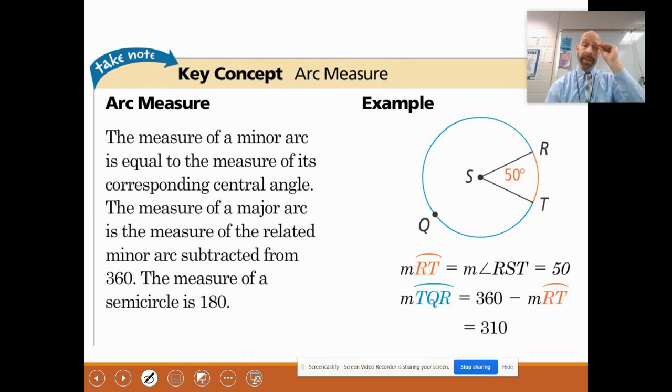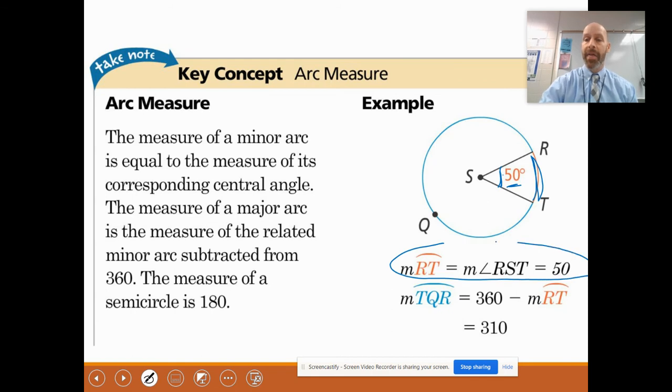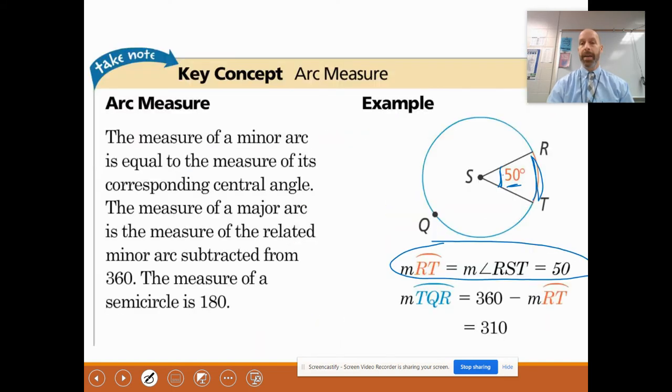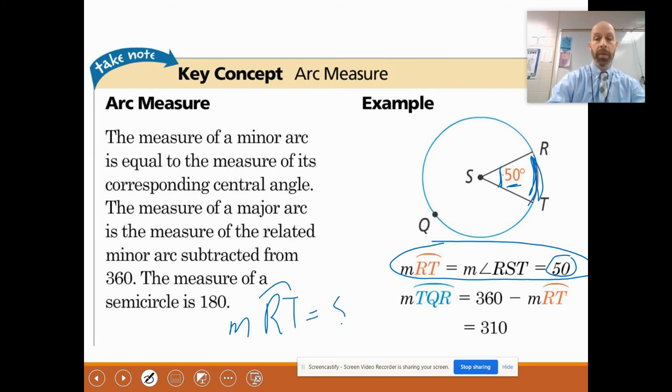Okay, so I've already kind of mentioned this, but I maybe should not have. This arc right here, we measure it. One of the ways we measure it is by its central angle here. So this central angle is 50 degrees. So we would say that the measure of that arc, that minor arc, is 50. That's why earlier when I was talking about less than 180, this is a minor arc. RT is a minor arc because its measure is less than 180. In this case, it's 50. And the way you would write that is you would say the measure of arc RT equals 50. And it's equivalent to the measure of its central angle.